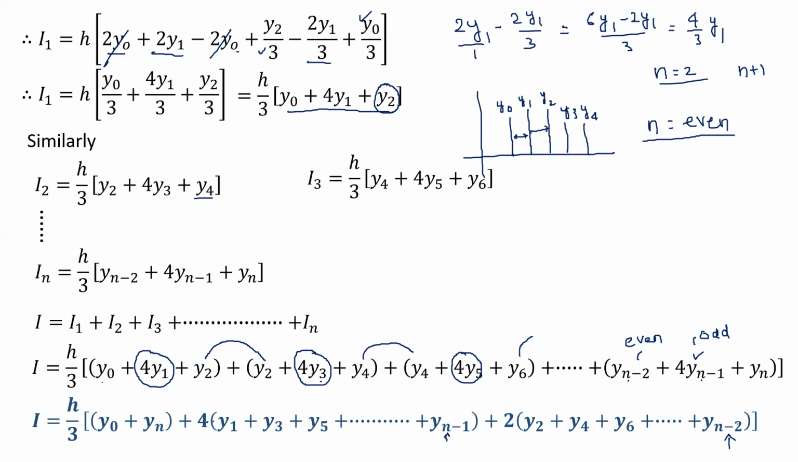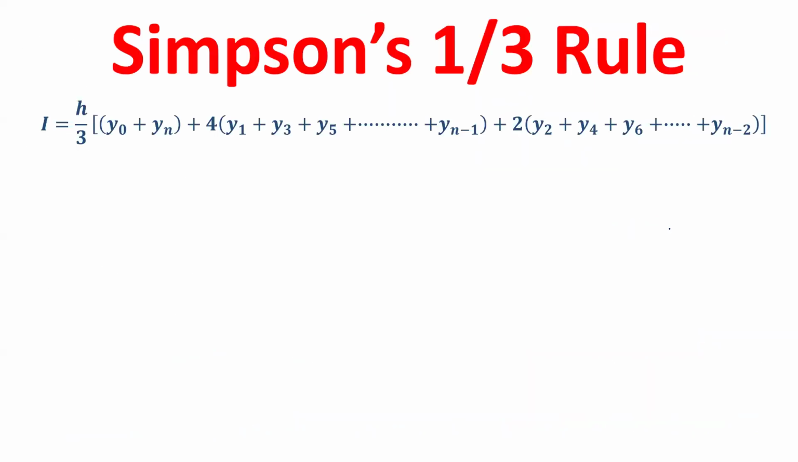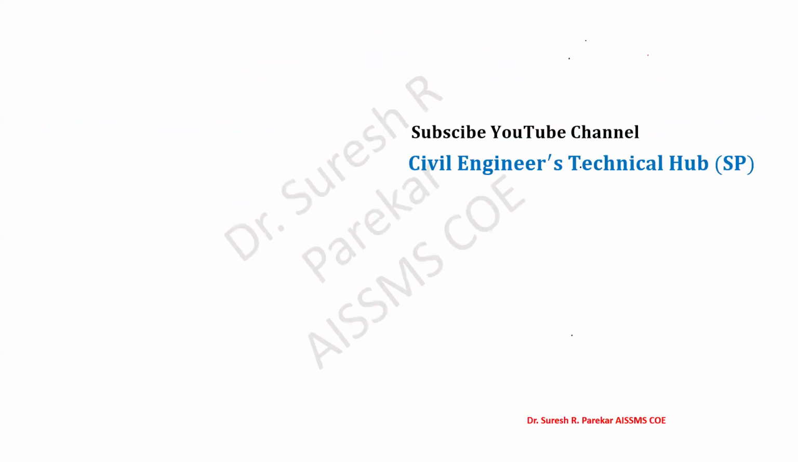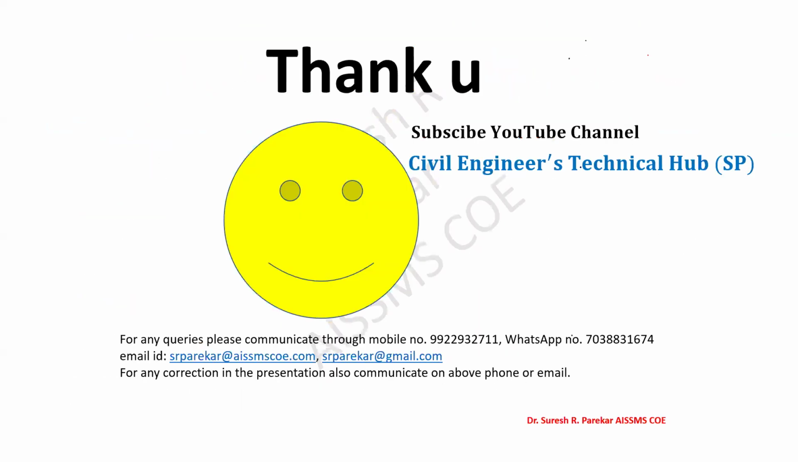We have to multiply 4 to the odd ones and 2 to the even ones, and the value of n in the case of one-third should always be even, otherwise your answer will not be exact. So we have Simpson's one-third rule: h by 3 times y0 plus yn plus 4 into all odd verticals plus 2 into all even verticals. That is all about Simpson's one-third rule. Now we will stop here, and the remaining part we will see in the next lecture.